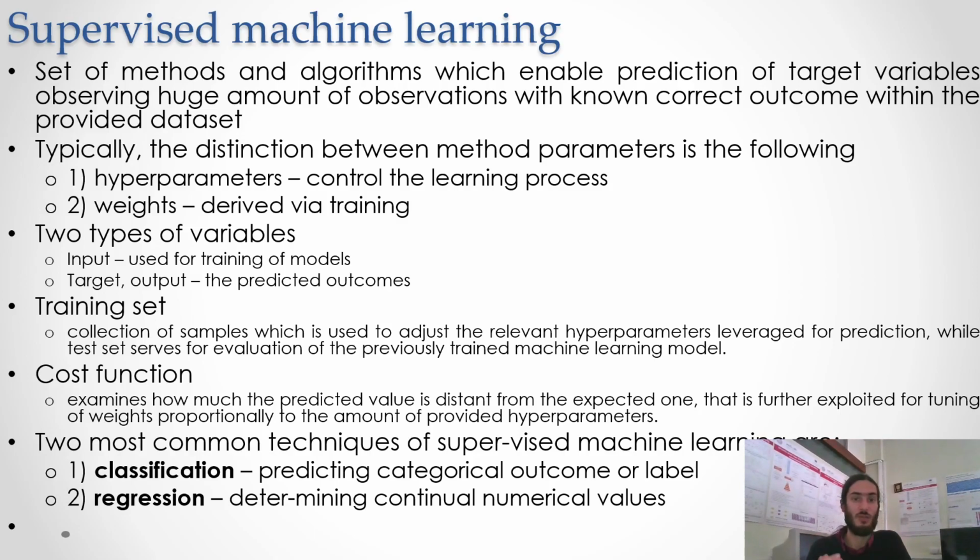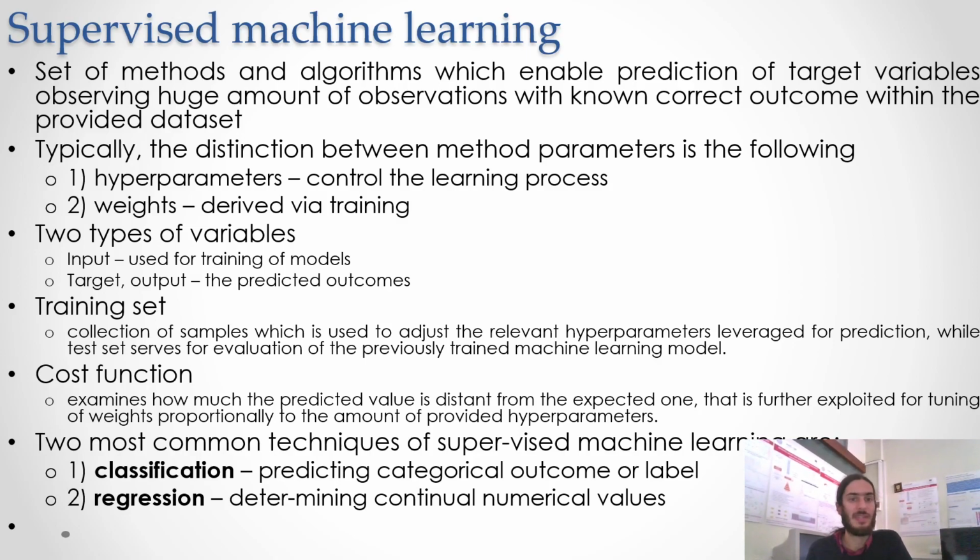It represents a set of methods and algorithms that enable prediction of target selected outcome variables, observing huge amounts of previously collected measured data within the data set. There are two types of data sets. The first are training sets, which represent collection of samples with known outcomes that are used to adjust relevant hyperparameters, which actually make the model itself. On the other side, we have test set, which is used in order to evaluate the previously trained model.